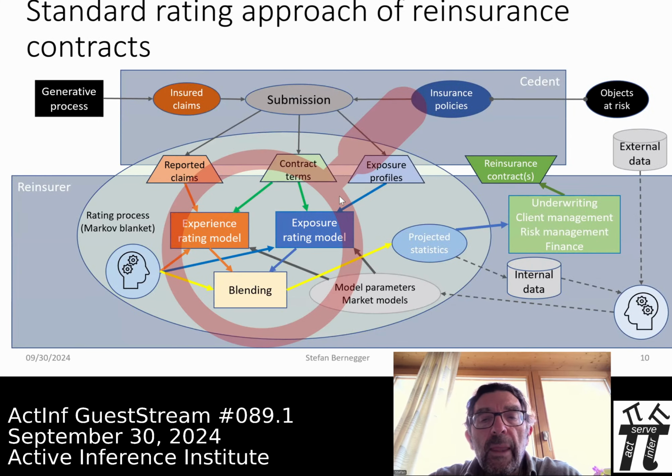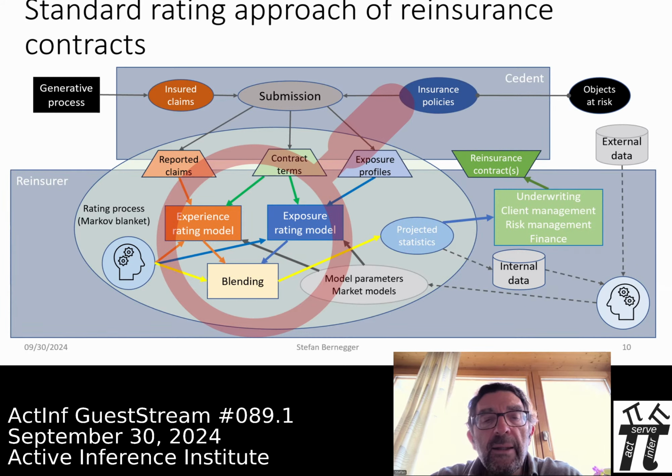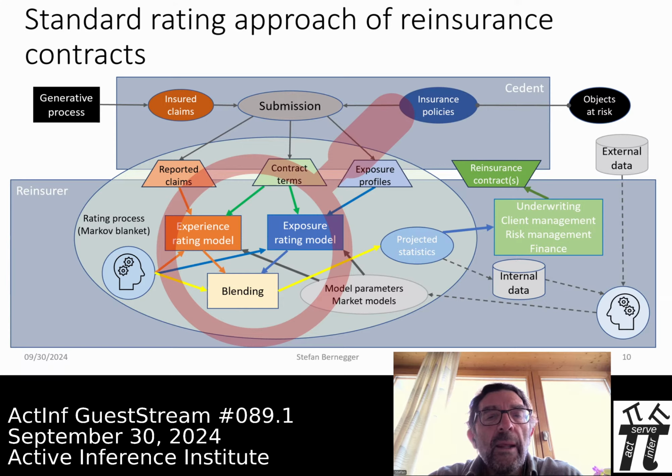Okay. Now, what I'm showing here is what you need to understand about how reinsurance works. So we have the external world where we have objects at risk. This can be buildings, this can be people, this can be airplanes, this can be corporations which maybe could default and so on. Then we have the insurance company, which I call here the cedent, which issues policies to cover some risk for these objects. Then there is the external world where you have the generative process, which creates all kinds of events. And some of these events, like an earthquake or a windstorm or an accident or a defaulting company, result in insured claims. Now, the reinsurer doesn't get all this information which is available on the side of the cedent company.